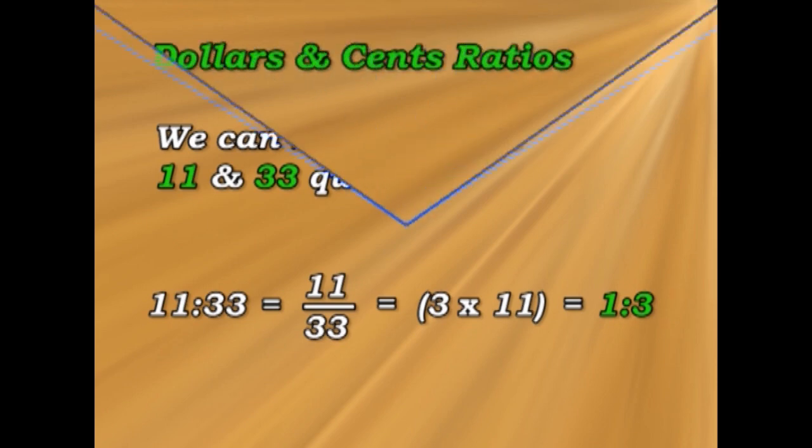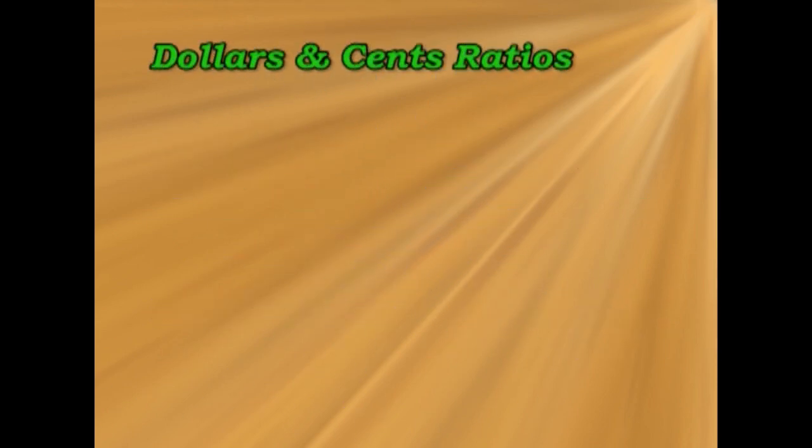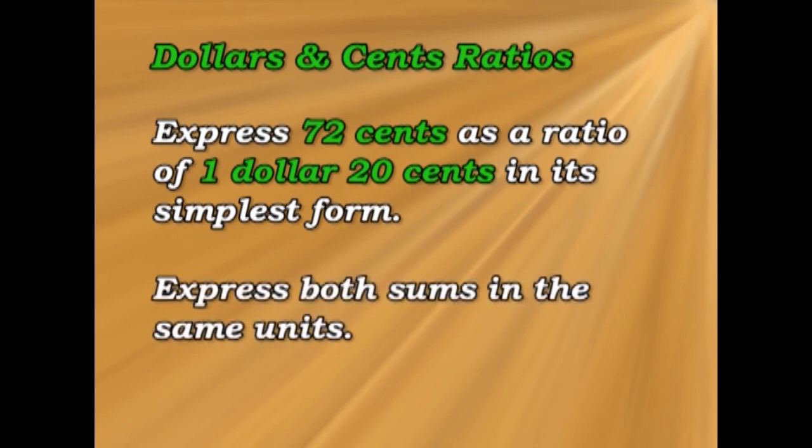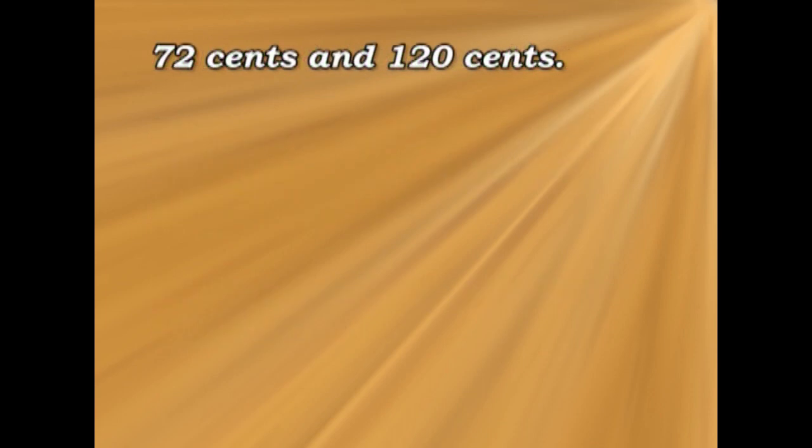Okay? Let's talk about dollars and cents ratios. Let's express 72 cents as a ratio of $1.20 in its simplest form. Well, we have to express both sums in the same units. So we have 72 cents and 120 cents.